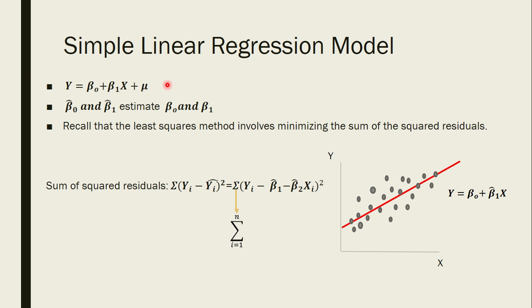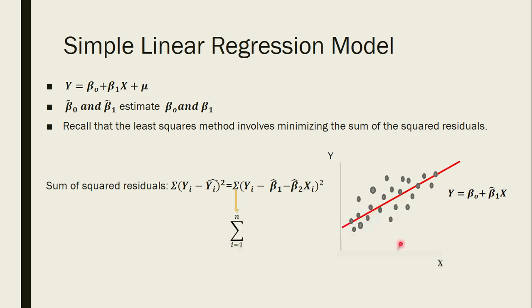Here is the simple linear regression model, where beta naught and beta 1 are the unknown parameters, and we estimate them with the statistics beta naught hat and beta 1 hat. These estimators are based on sample data, and here mu is the random error term and is not itself a parameter. Recall that the least squares method chooses the parameter estimators beta naught hat and beta 1 hat such that the sum of squared residuals is minimized.